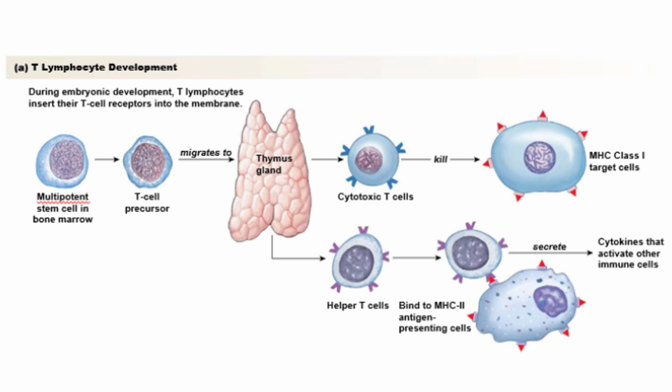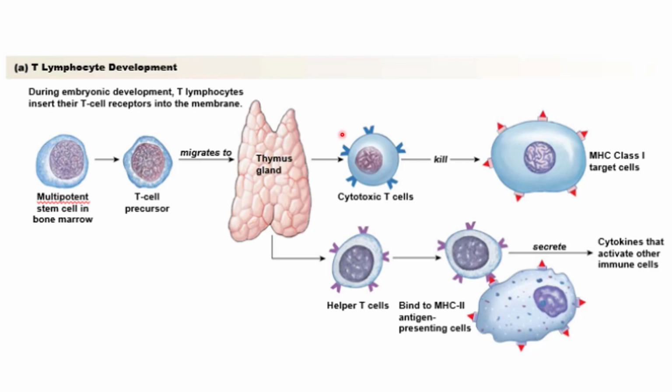Okay, where do these go? We've talked about our beta lymphocytes. Now let's talk about our T cells. So T cells stem from the same multipotent stem cell found in the bone marrow. We start to get the precursor. The T cell will then move to the thymus, and it's in the thymus that it will mature.